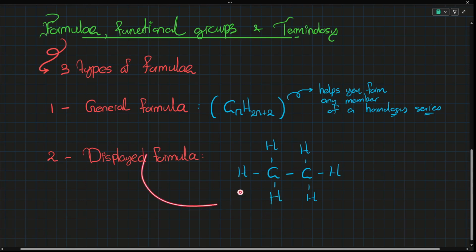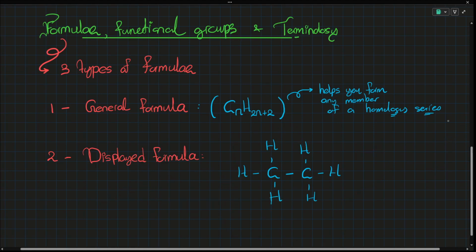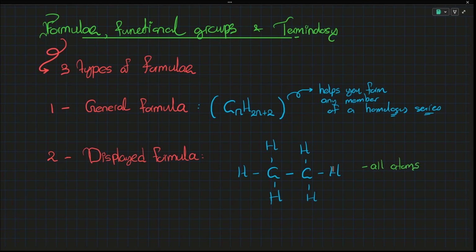Can you see that everything is displayed? What do I mean by everything? By everything, I mean we are clearly showing all the atoms. We are clearly showing that hydrogen is here, carbon is here, carbon is here. And also we are showing the bonds. All atoms are shown and all the bonds are shown as well.